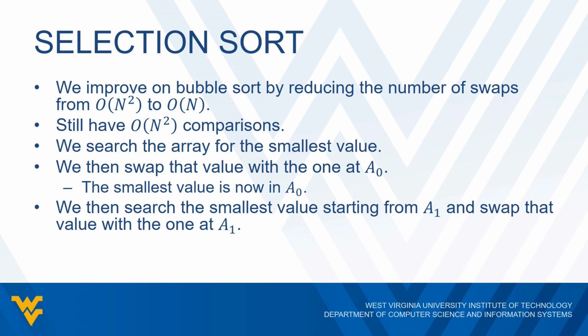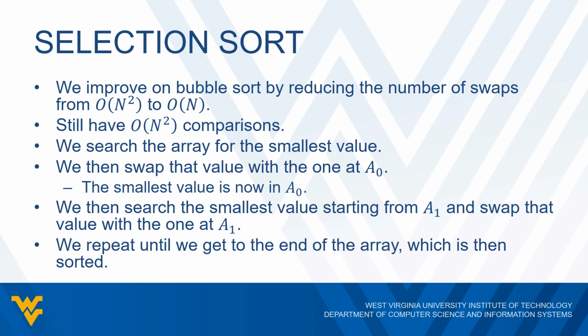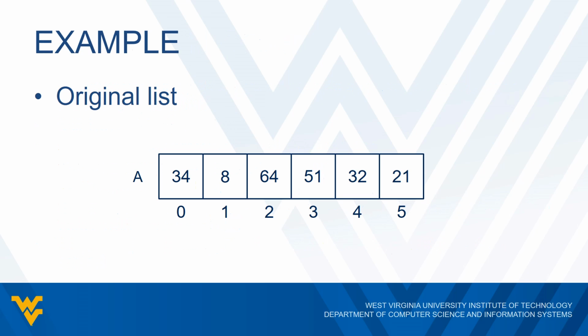We'll search the rest of the array, except now we're going to start at A1 because we don't need to search A0 anymore. And from A1 onward, we're going to find the next smallest value, and we're going to swap it with the value that's at A1. And we'll keep repeating this. So we'll start at A2, search for the next smallest value, swap with A2, and so forth. So we keep repeating this until we get to the end of the array. At this point, the entire array is sorted.